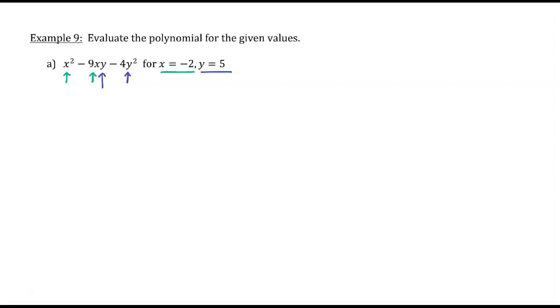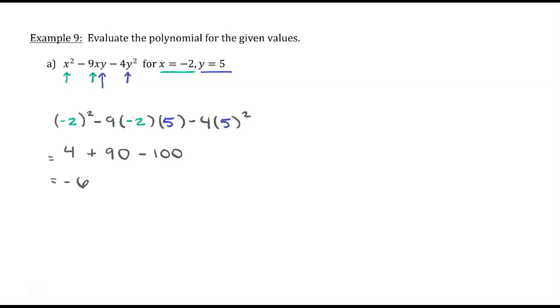Making these substitutions, we have -2 squared minus 9 times -2 times positive 5 minus 4 times 5 squared. Simplifying, we have -2 squared, which is positive 4, minus 9 times -2 times 5, or positive 90. Finally, we have -4 times 5 squared, or -4 times 25. That's -100. Combining these together, we have a sum total of -6. And now we've evaluated a polynomial in two variables.